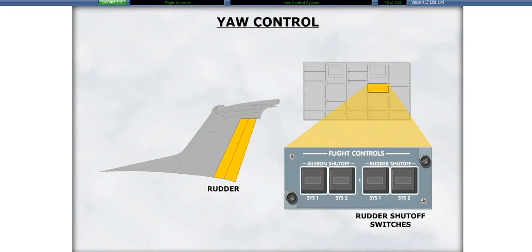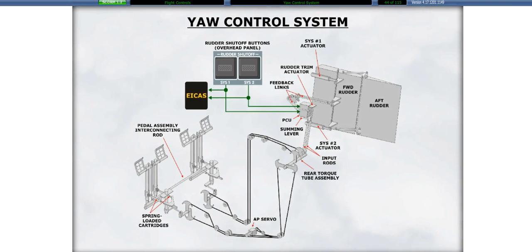We will now look at yaw control. The rudder system's 1 and 2 shutoff switches are located on the overhead flight controls panel. Hydraulically powered rudders provide yaw control. The rudders can also be moved mechanically and incorporate a yaw trim system to assist in moving and holding the rudder in the desired position.